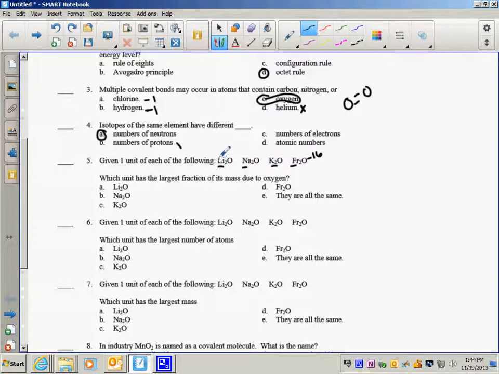Because lithium is the lightest, approximately a little less than 9, this unit has the largest percentage of mass due to oxygen once you double it, therefore this is the answer.